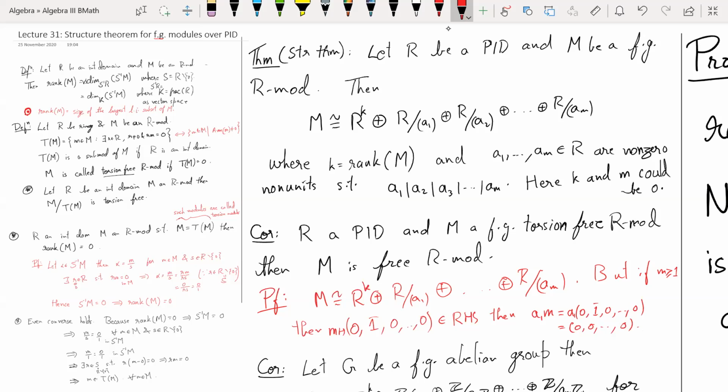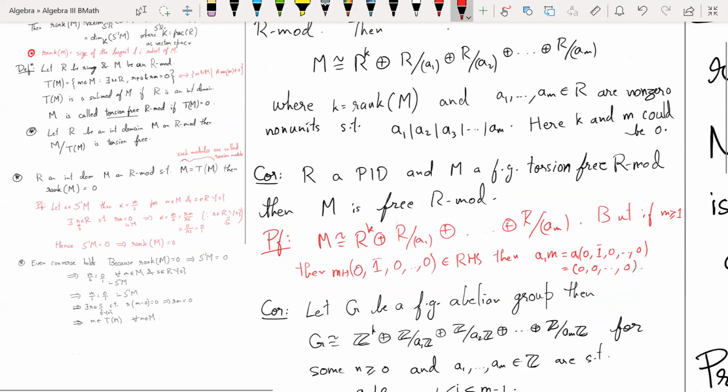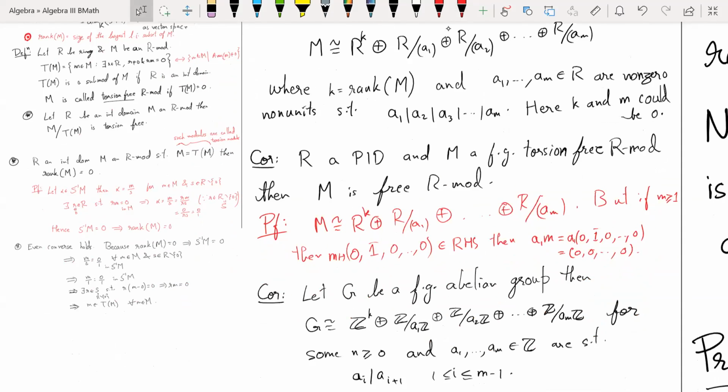Okay, so I didn't leave much space, but maybe I'll write here: contradicting M is torsion free. I thought I'll just say it verbally. Okay, so make sense? That is just a direct consequence of the structure theorem.